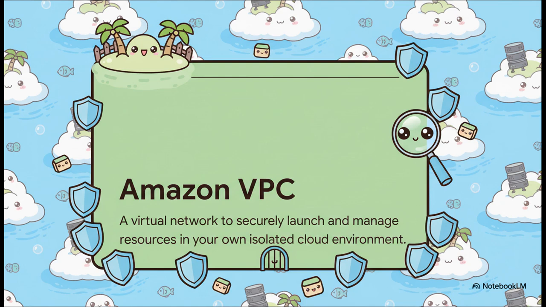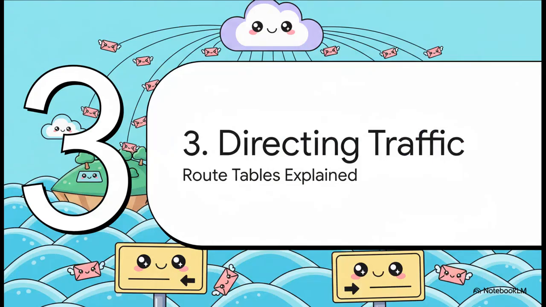Okay, imagine the entire cloud is just this vast, endless ocean. A VPC, well, that's like your own private island right in the middle of it. It's this completely isolated space where you are in charge of everything. You control the layout, you control the security, and you decide who gets a boat to the shore and who gets turned away. Now, having a private island is awesome for security, right?